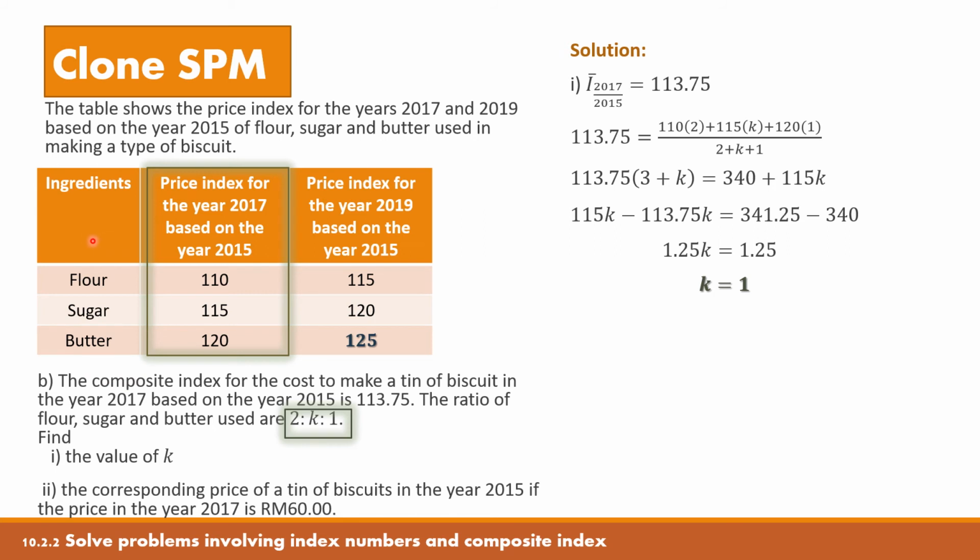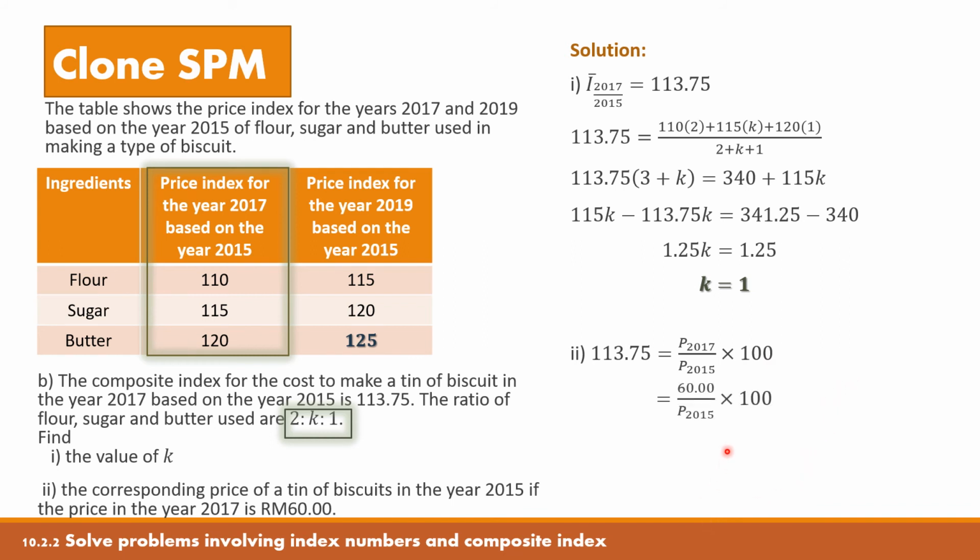So because of this, we are not going to refer to any price index for these 3 items, but we are referring to the composite index here. So the composite index, as we know, for making a tin of biscuit is 113.75. So by applying the index number, or the price index, which is equivalent to 113.75, we will have the price of 2017 over price of 2015 multiplied with 100.